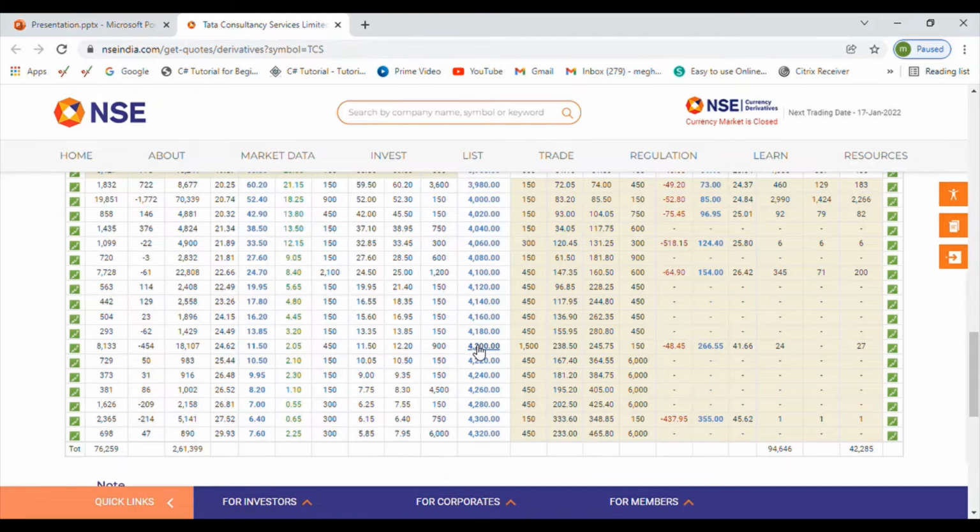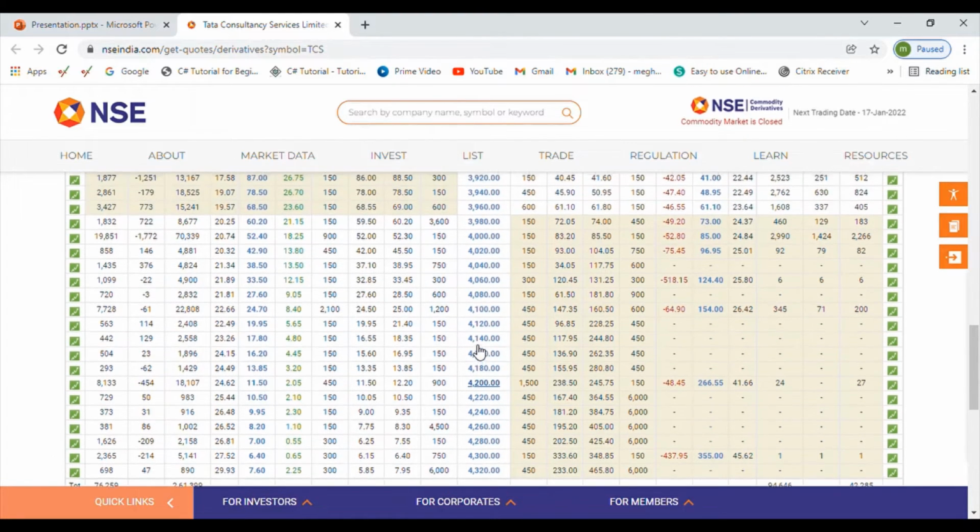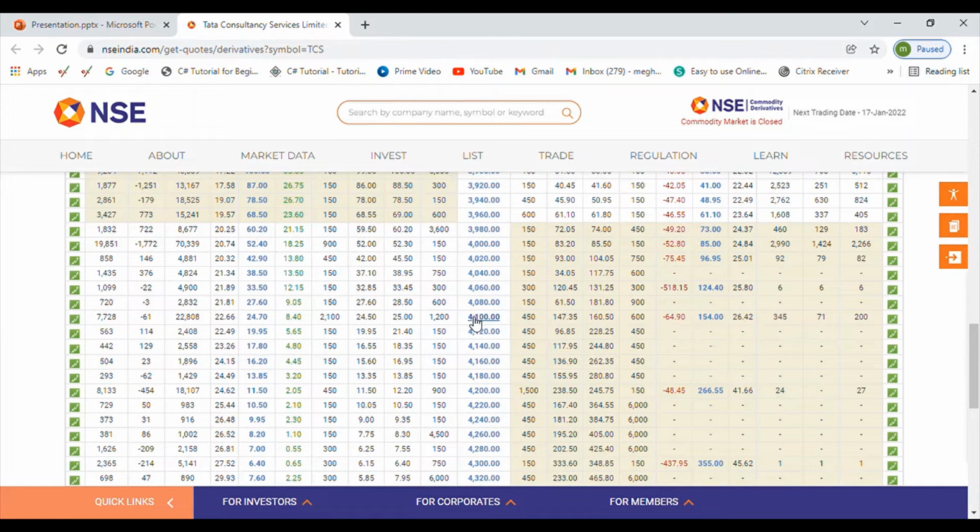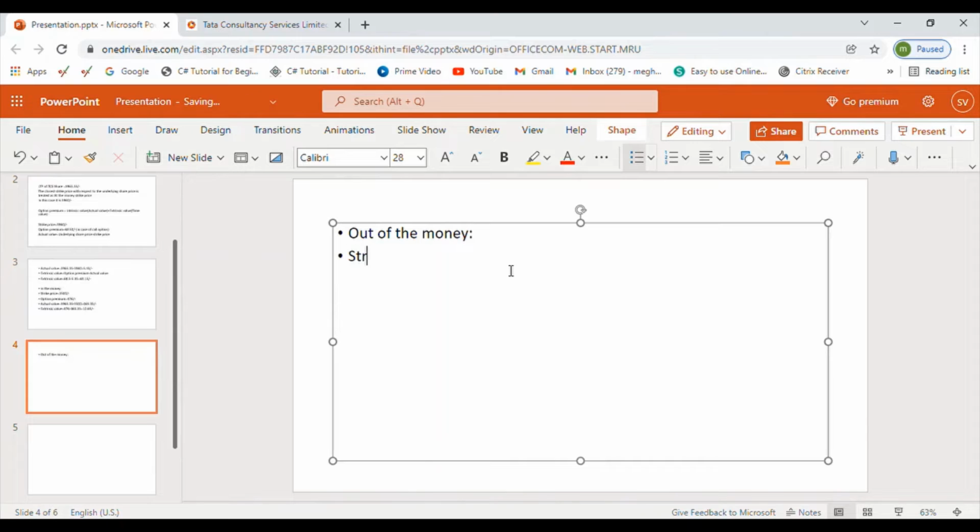How much should I take? Okay, let me take 4,100. The last traded price is 24 rupees 70 paise. Let me just write it here, 4,100. Strike price is equal to 4,100 and option premium is 24 rupees 70 paise, correct?